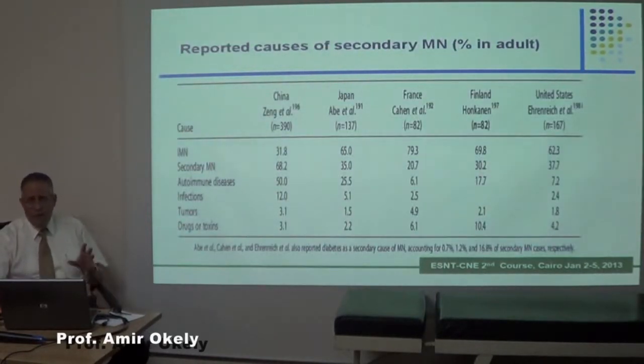This is the etiology. What about the reported incidence of secondary membranous nephropathy? This is a meta-analysis of different studies from China, Japan, France, and United States.